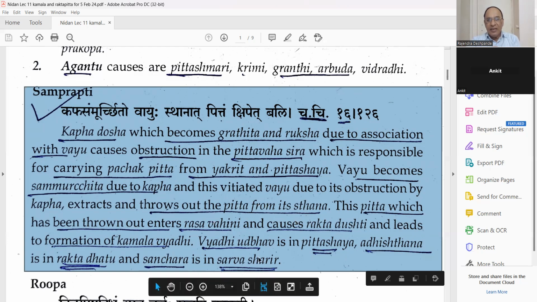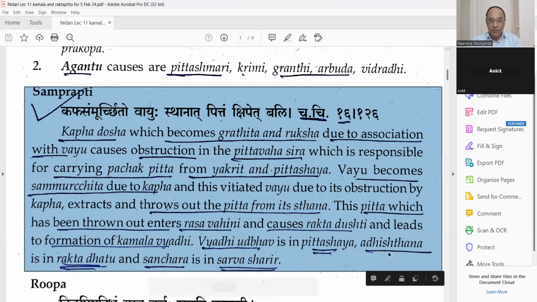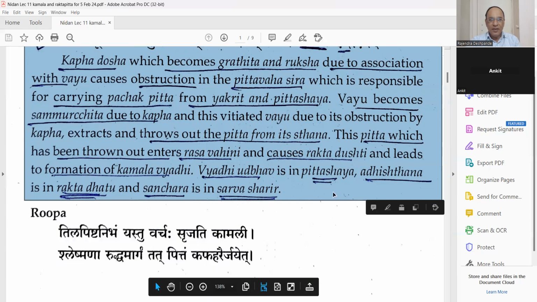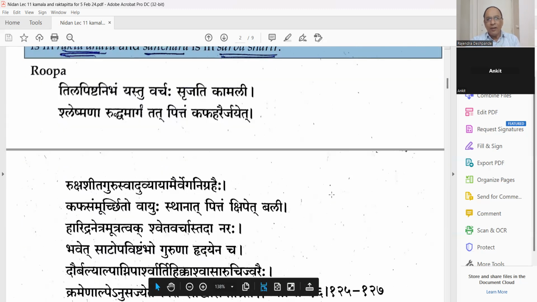Okay? Vyadhi Udbhava, where it is generated by basic pathology, is in the gallbladder, Pittashaya. Then Adhisthana, where it actually shows its effect, is the Raktadhatu. And Sanchara: naturally, symptoms are seen in the whole body. Sanchara is Sarva Sharira. Next, what are the Rupa?